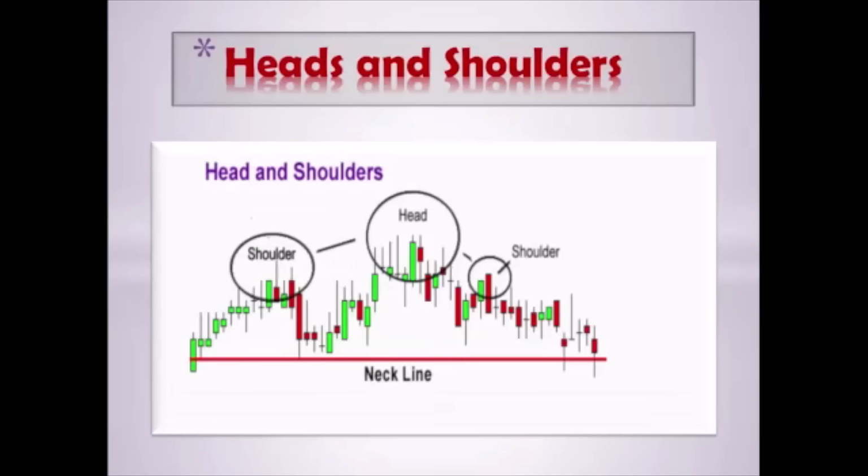And also we're going to be looking at head and shoulders. Now a head and shoulders pattern is also a trend reversal formation. It is formed by a peak, the shoulder, followed by a higher peak, the head, and then another lower peak, and then a neckline.